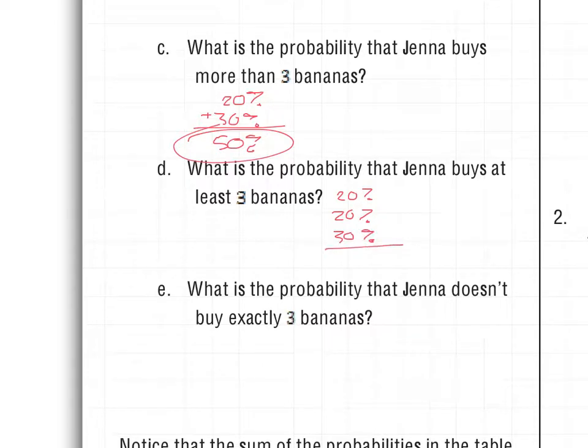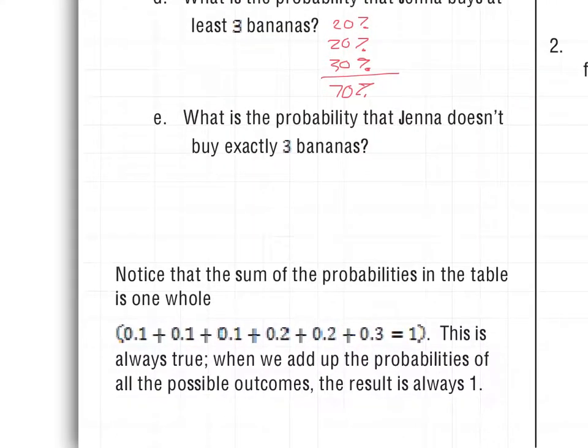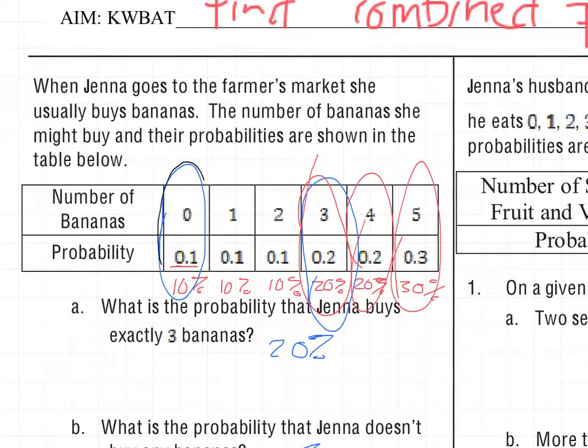And that would give me 70%. What is the probability that she doesn't buy exactly 3 bananas? So basically we're trying to use everything except for we're excluding her buying 3 bananas. So a lot of this, what we can see here is that we need to be super careful about what we're reading.